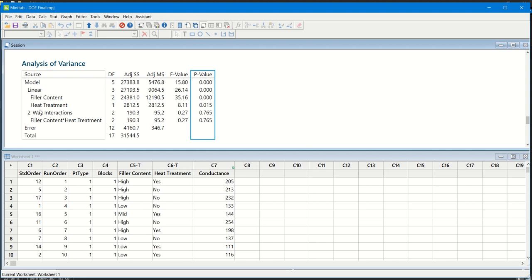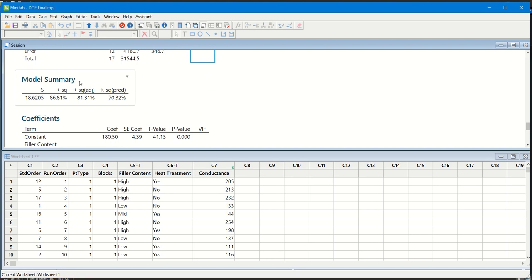Okay? What about this one? Two-way interactions. So when we combine filler content and heat treatment, our p-value is greater than 0.05. So it means that when we combine filler and heat treatment, there is really no effect. So we keep the null hypothesis that there is no effect.